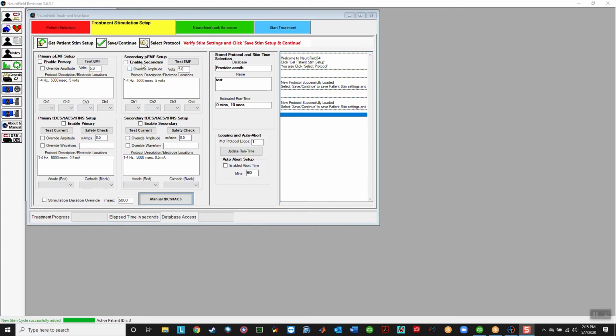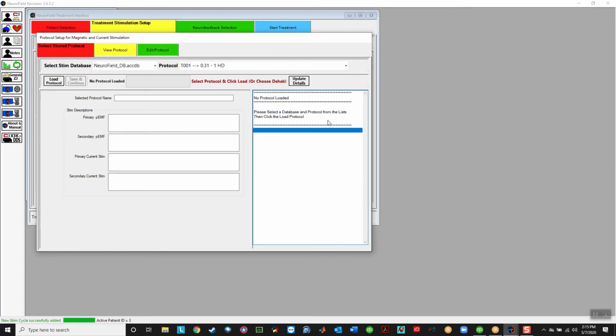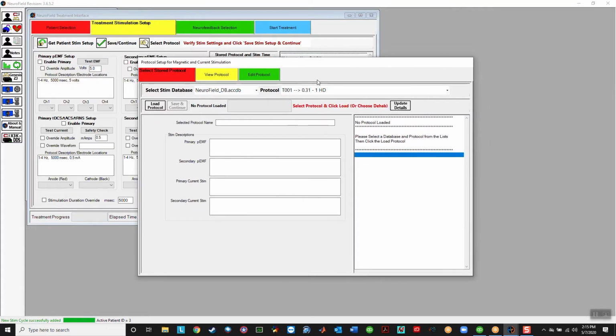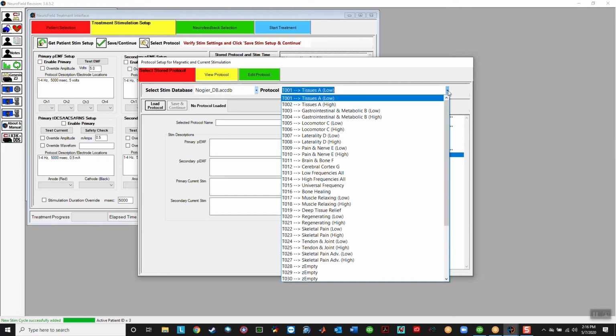To reach that database, you go to Select Protocol, and the Select Protocol window will open. And here you want to click the Select STIM Database dropdown, and you'll see one of the options is Nogier_DB. You select that, and it will open up a number of protocols, 27 in total.